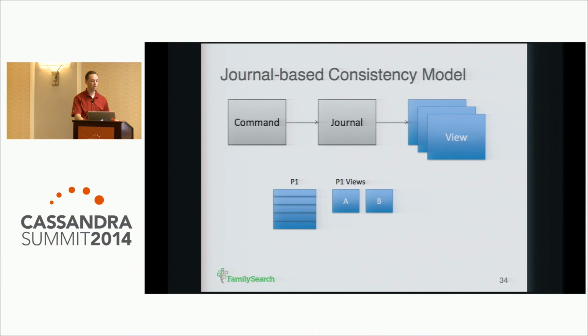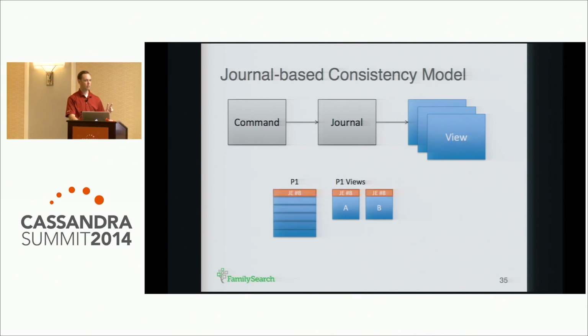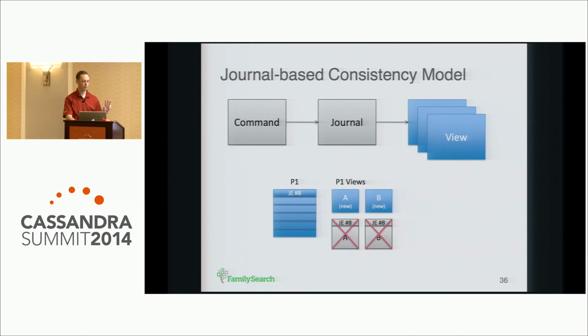Here's person 1, and there are two views for person 1. A journal entry gets written to all 3 tables. So when a journal entry comes in, it doesn't just get written to the journal. The journal entry also gets written to all of the view tables. That's so that the view can read, see what's new, and incrementally refresh.